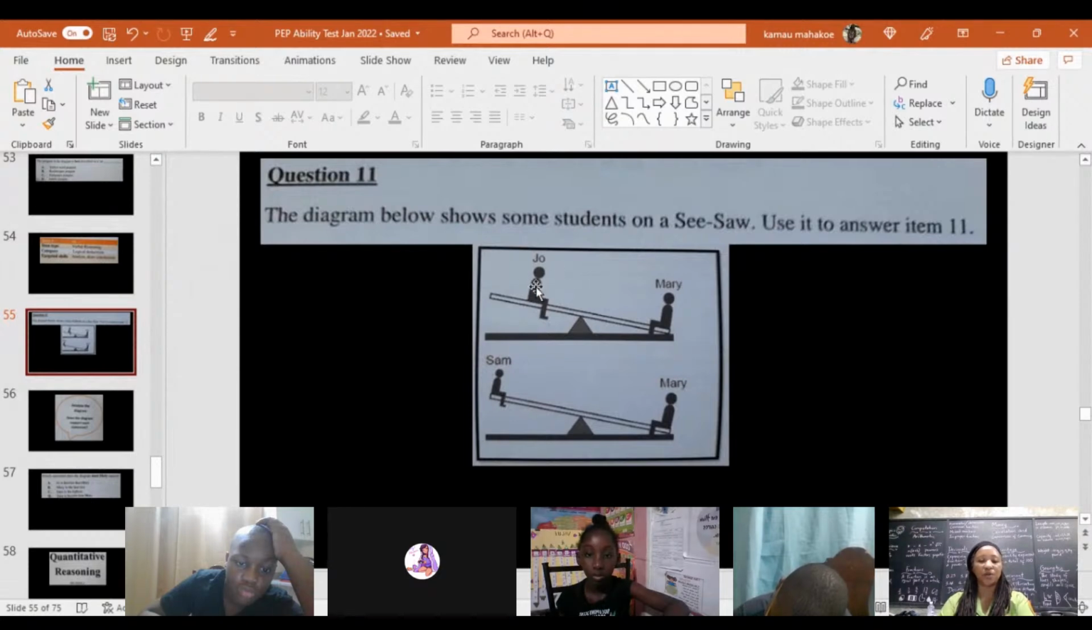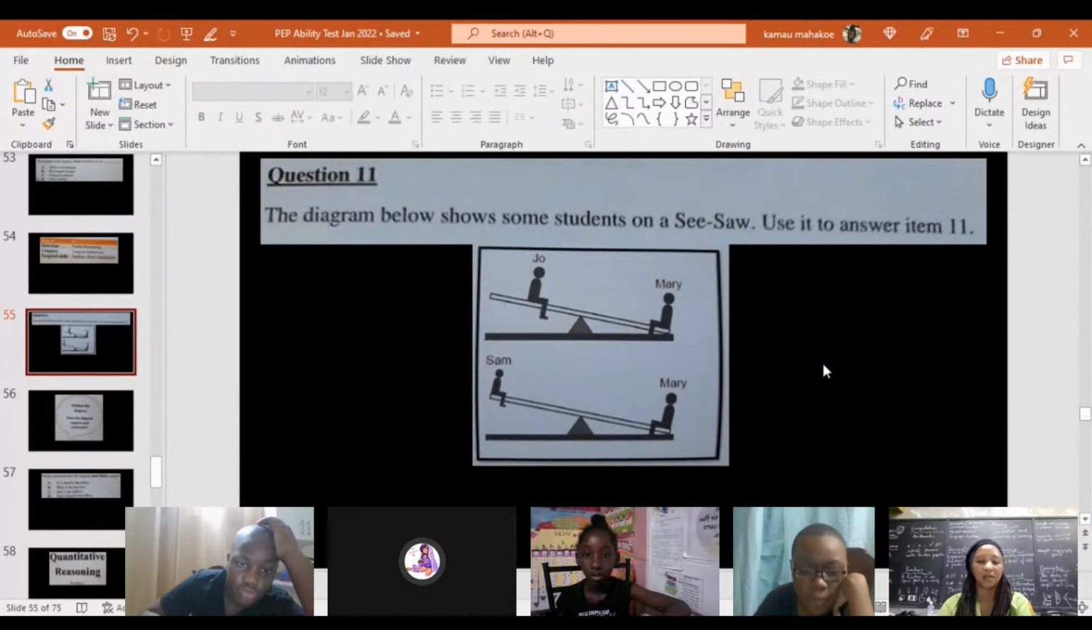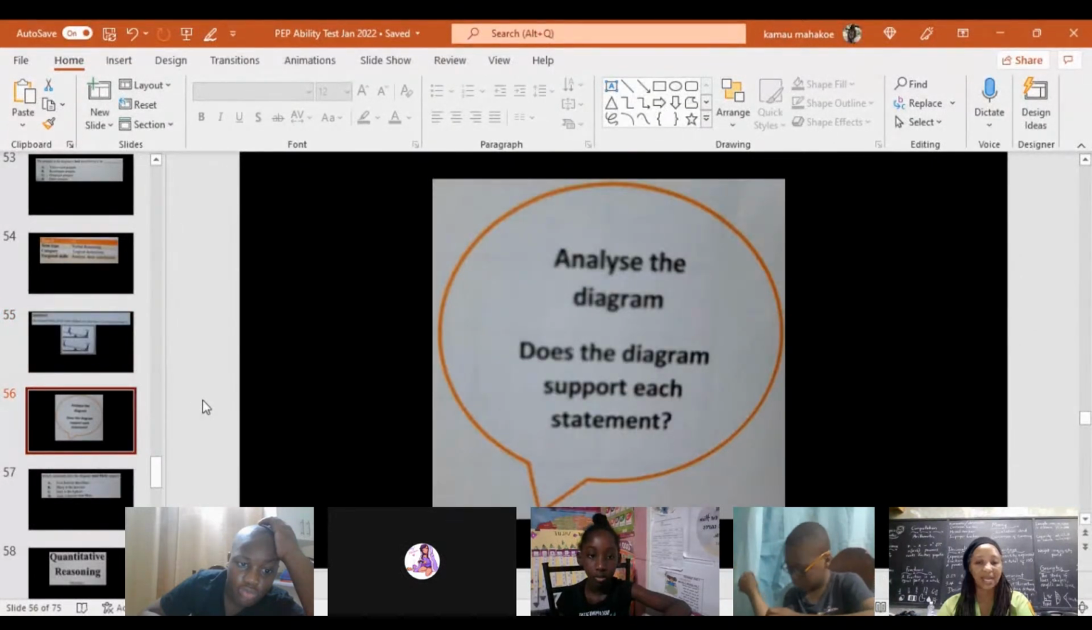So we have Joe and Mary. Joe is up, Mary is down, and then Sam is up, Mary is down. That means Mary takes up all of the space, so Sam can't come down, or Joe can't come down. All right. So let's see what they're asking of us. Analyze the diagram, and does the diagram support each statement?